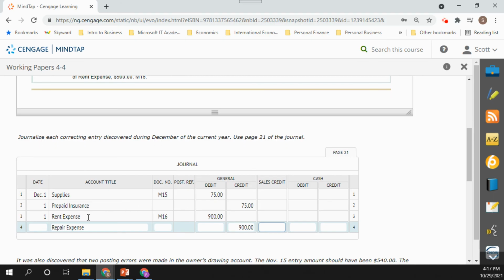Okay? And you know what? Where did I mess up? I didn't need to put the date for that second line there. That was unnecessary. I'm going to go back and fix that because it's part of that originally first line entry.